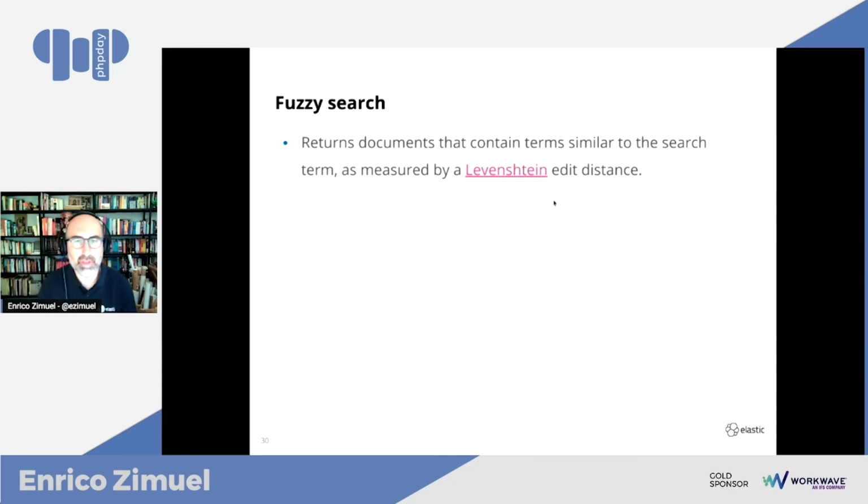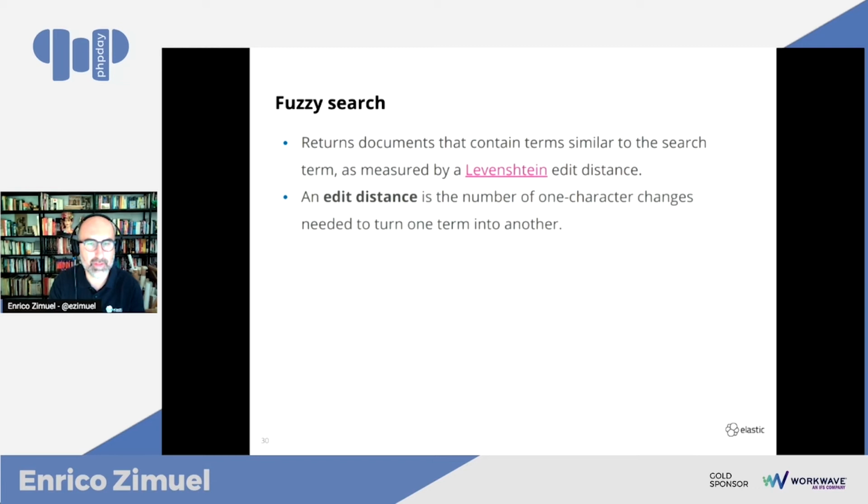I already mentioned the fuzzy search. In Elasticsearch, we use the Levenshtein edit distance. What is the edit distance? It is the number of one-character changes needed to turn one term into another. For instance, imagine that you have the string box, and in Elasticsearch, a user just searches for fox.